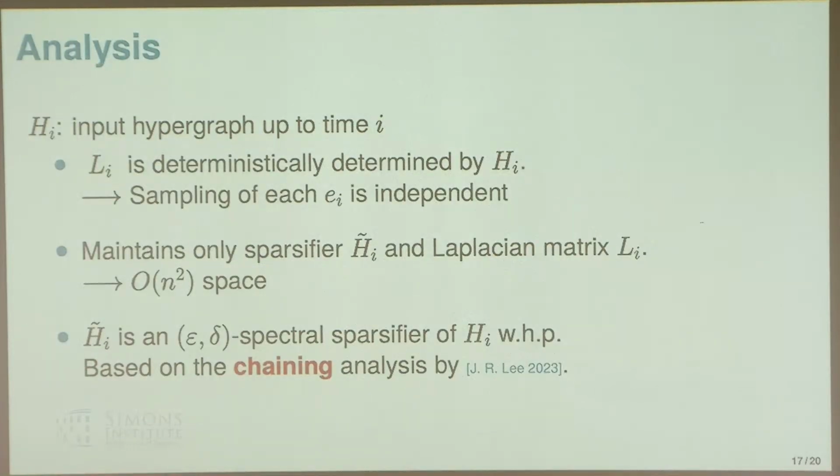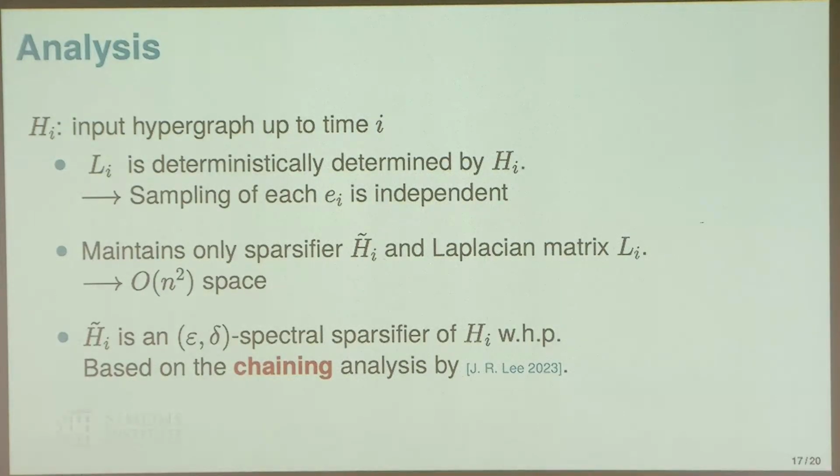I won't go into the detail of the analysis, but I'm going to say a few words about it. The good thing about this algorithm is that, letting H_i be the hypergraph we get at step i, the Laplacian L_i is deterministically determined by H_i. It doesn't depend on whether we sampled previous hyperedges and added them to the sparsifier. L_i is a deterministic function, so the sampling of each e_i is independent of the others, which is nice for analysis.